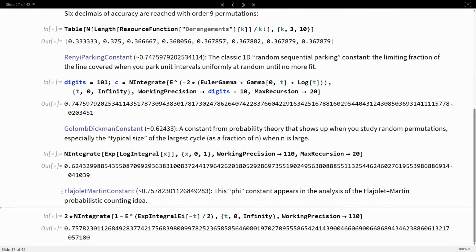And I've already forgotten what I was supposed to say about Flajolet-Martin. This constant appears in the analysis of... Yes, I've forgotten what this is. Apologies for that.